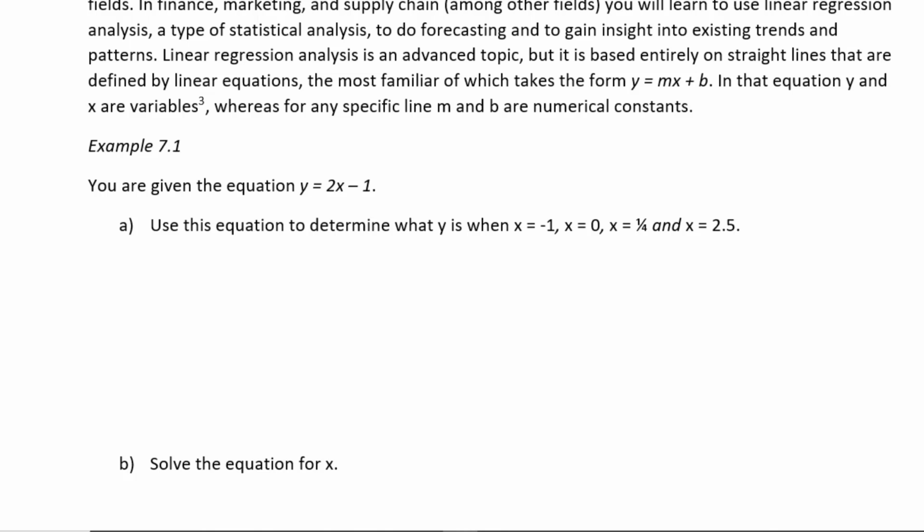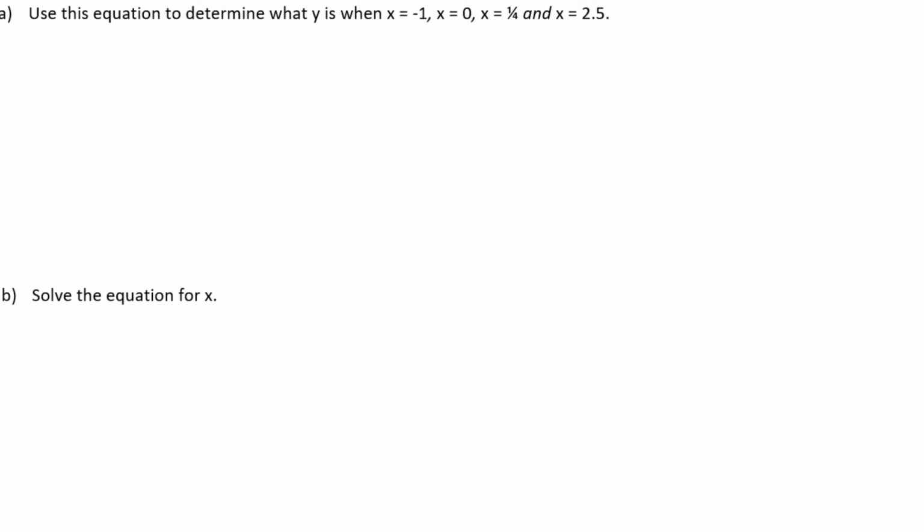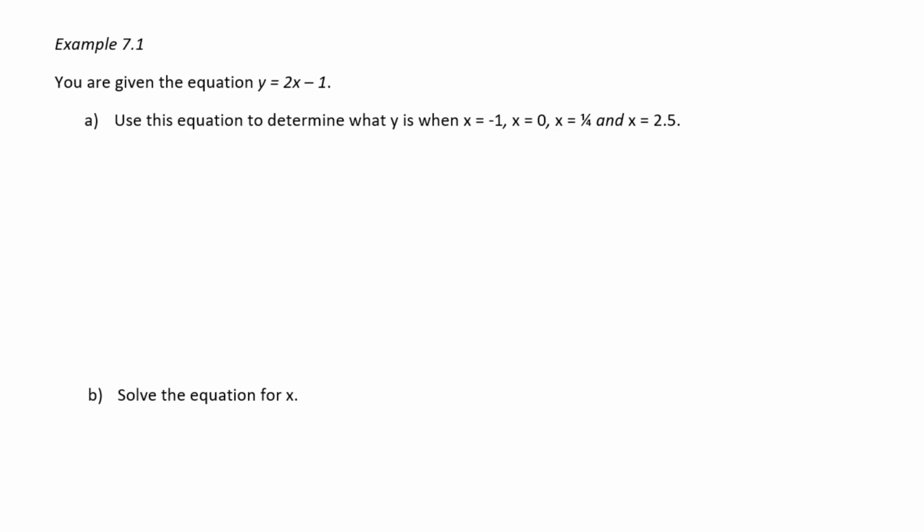When you have an equation that has two variables in it like this, you can solve for either one. So we'll go through how to solve an equation with two variables for one of the variables. Then we will use this equation calculated in part B to find out what x is given certain values of y. Example 7.1 says, you are given the equation y equals 2x minus 1.